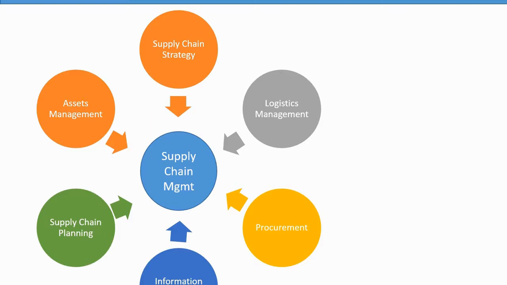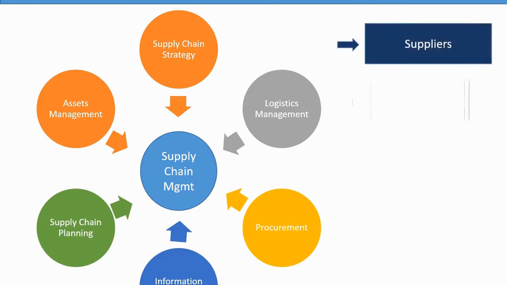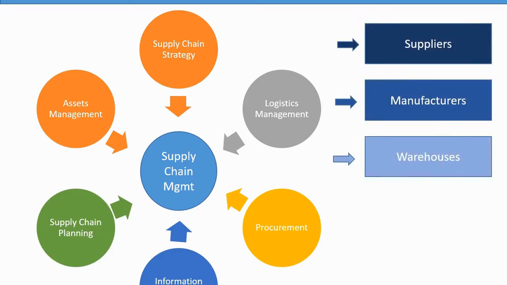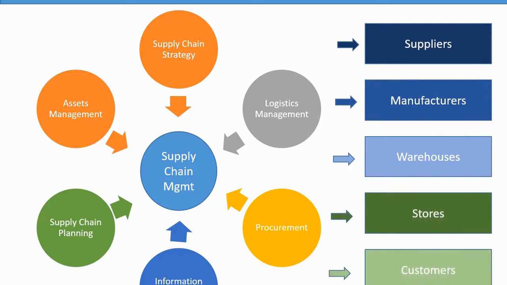Again, we have supply chain strategy, logistics management, procurement, information management, the planning piece, the asset management. In this case, we've added a couple other elements. We have our suppliers, our manufacturers, warehouses, stores, and customers. Our strategy, again, determines how we want to operate, how we want to compete. The logistics management piece is all those things that include our people, facilities, suppliers. Procurement is our buying function.